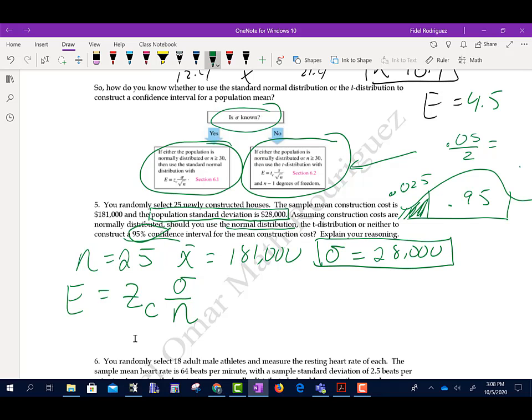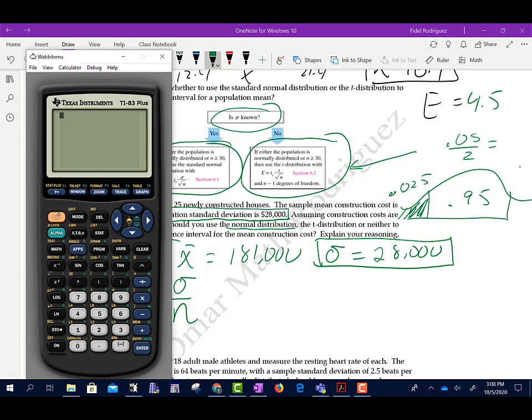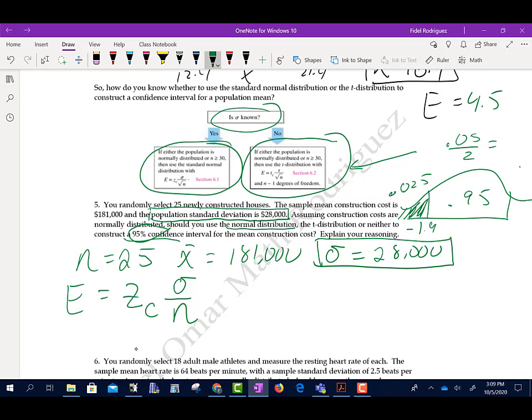So remember how I'm going to find my z value. I'm going to come back to my calculator, right? Clear it out. I'm going to go second vars. I'm going to go to inverse norm. Hit enter, and I'm going to type in 0.025. Close it off. So the z value that I'm getting is negative 1.96. So this value right here, negative 1.96. So this is going to be positive 1.96, right? That's my critical value. That's my ZC.